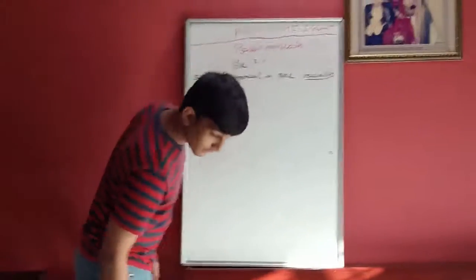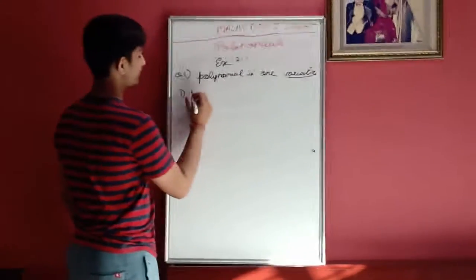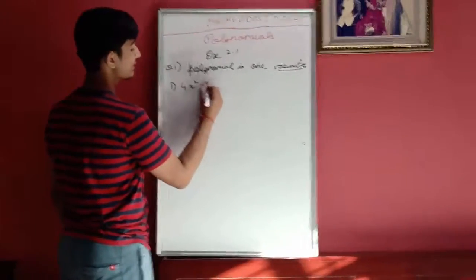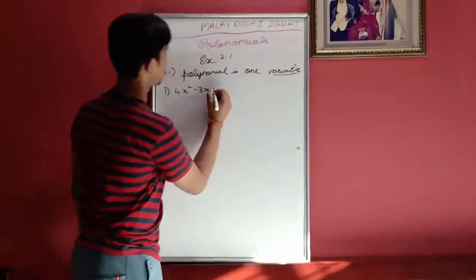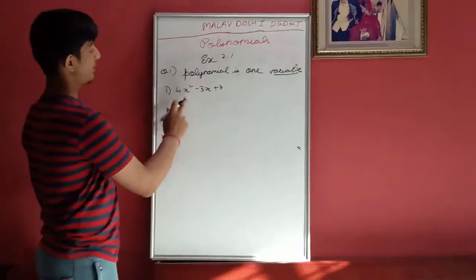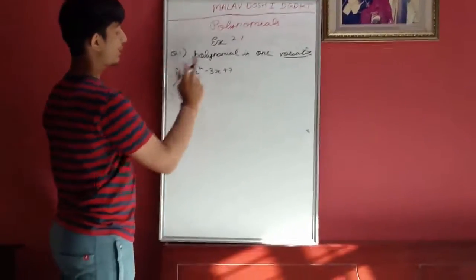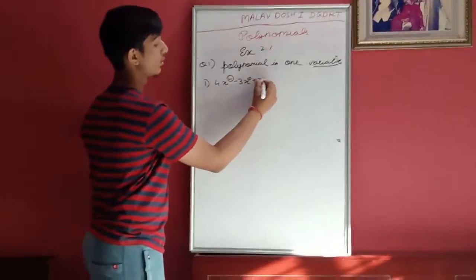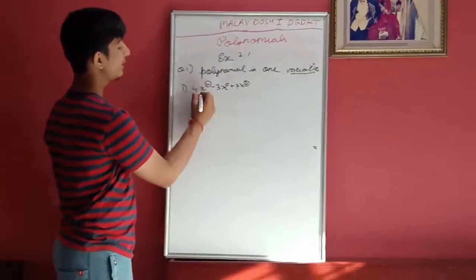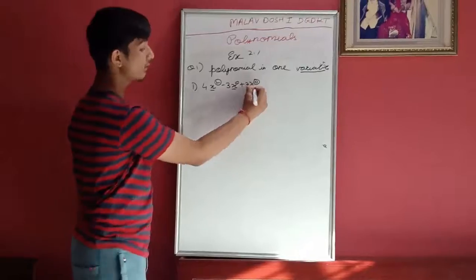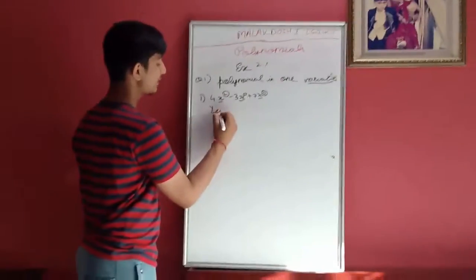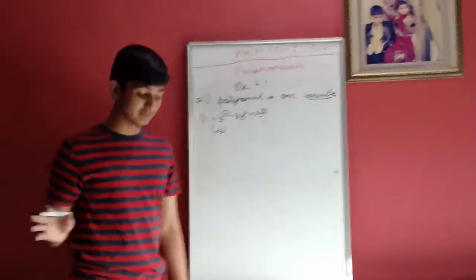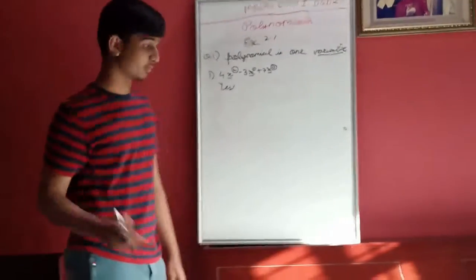So let's see the first question. The first question is 4x square minus 3x plus 7. Now here, see, both conditions get satisfied. It is a polynomial because all the degrees are whole numbers, and it is also an expression in one variable. Therefore the answer to it would be yes. I will not do all the sums, but I will just pick out one or two.